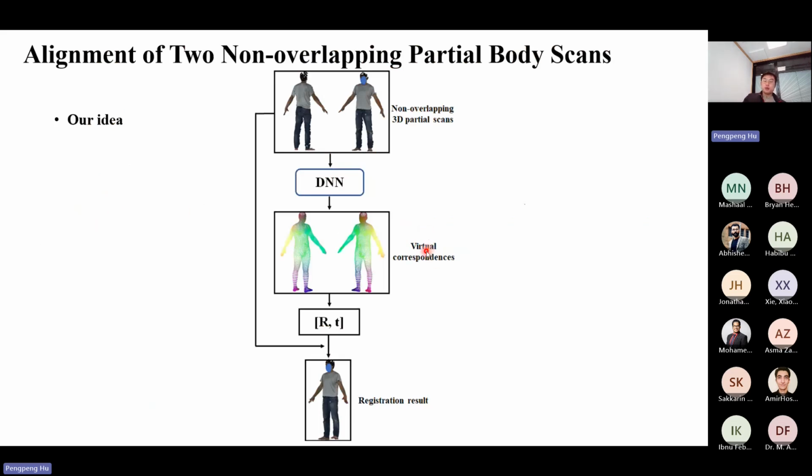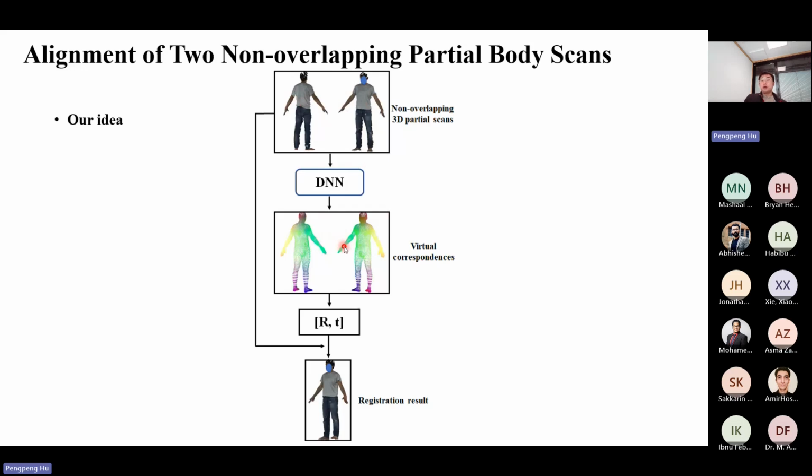This idea was built on another technology called shape completion. Shape completion means that if you have a partial scan, a partial signal, you can predict the global signal. So you have a partial scan, and you can generate a complete body shape. That is shape completion. So our idea is that we take the two partial scans, and we predict two global shapes and represent them by the same model.